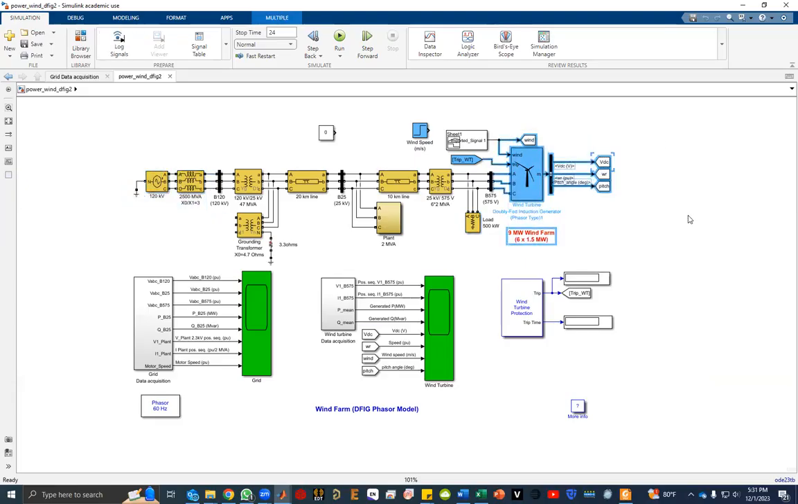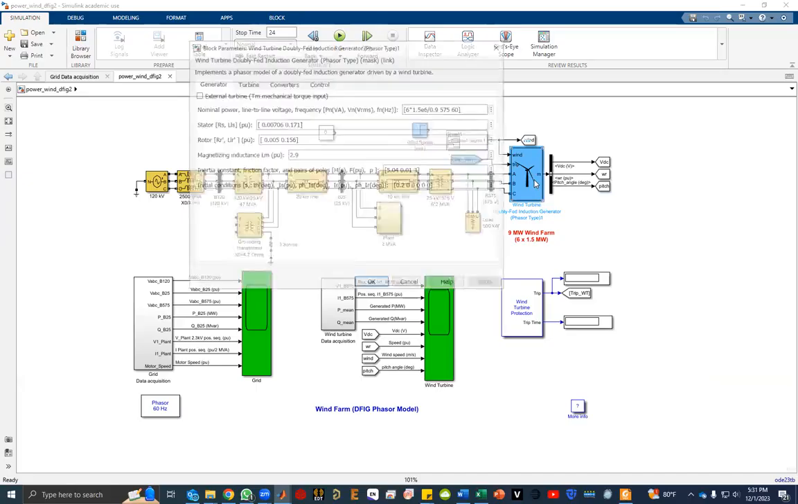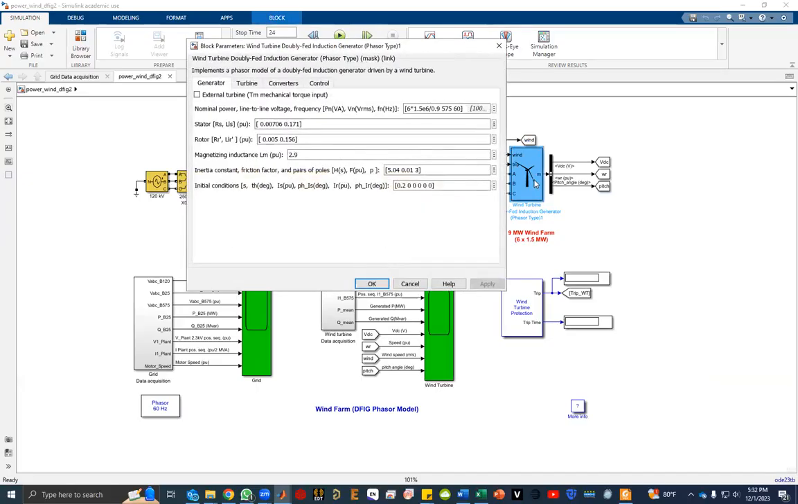Let's talk about the wind farm. If I double click here, you will see there are 6 units. Each wind turbine is 1.5 megawatts.